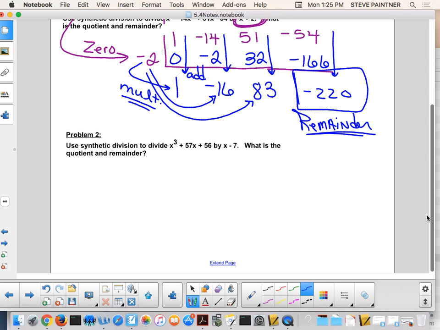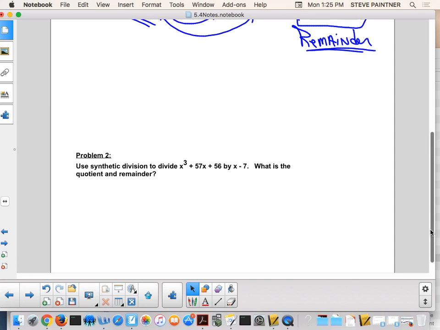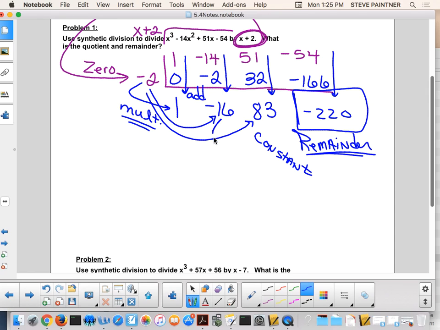The question becomes, what are the other numbers? Well, the 83 turns out to be the constant. The negative 16 is the coefficient in front of the what term? The x term. The 1 turns out to be the coefficient in front of the what term? What would be next after x? X squared. X squared term.